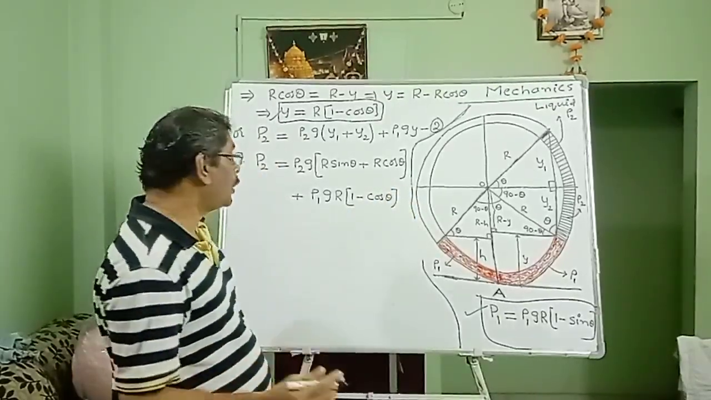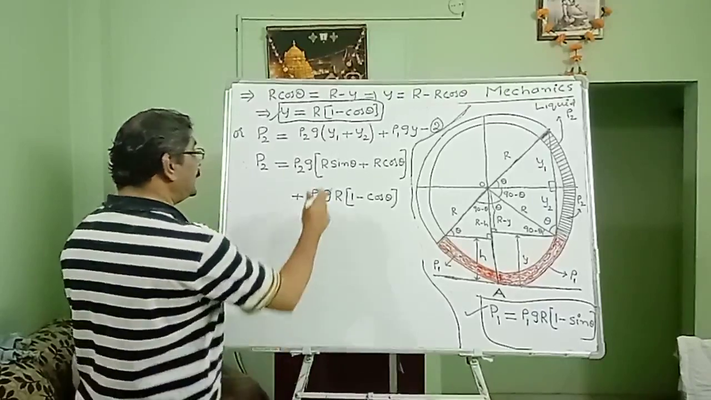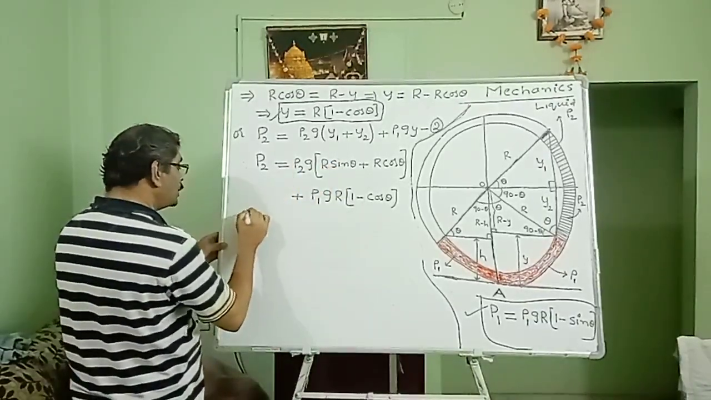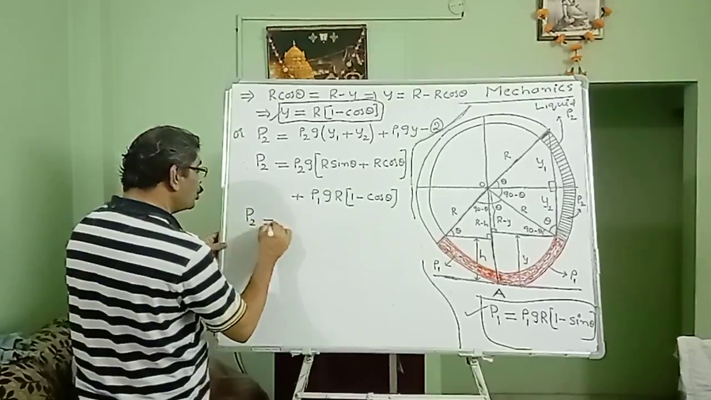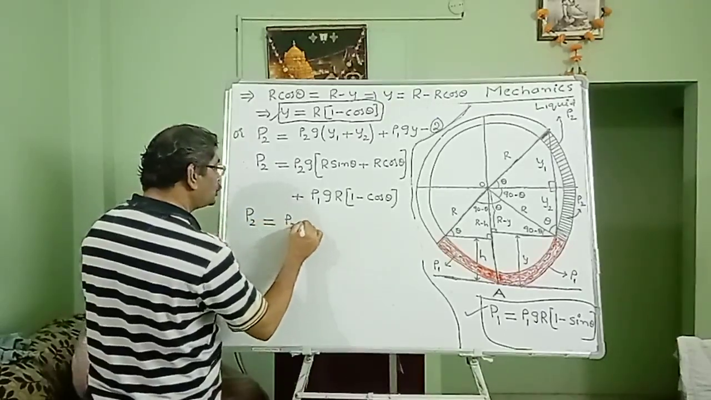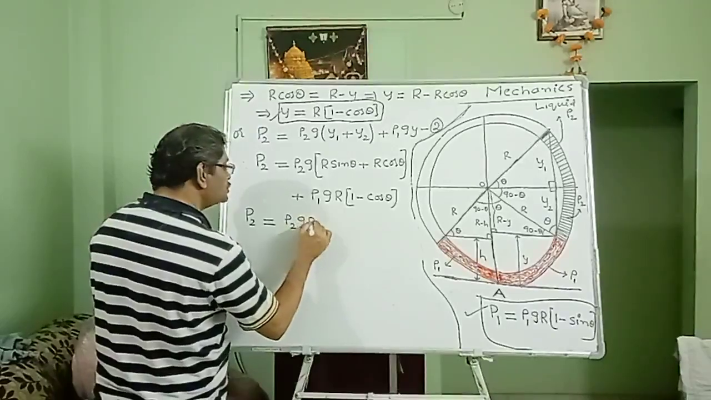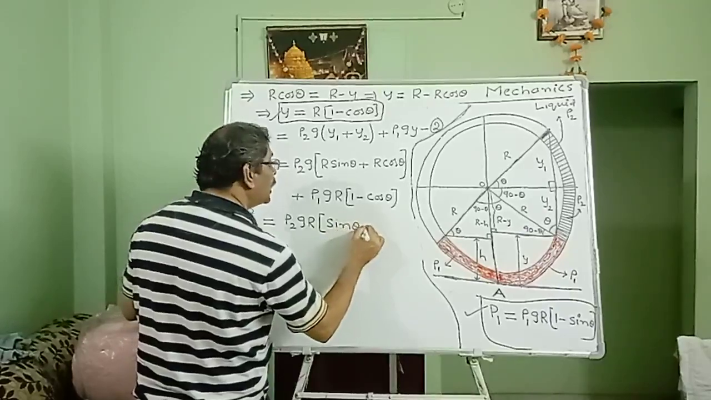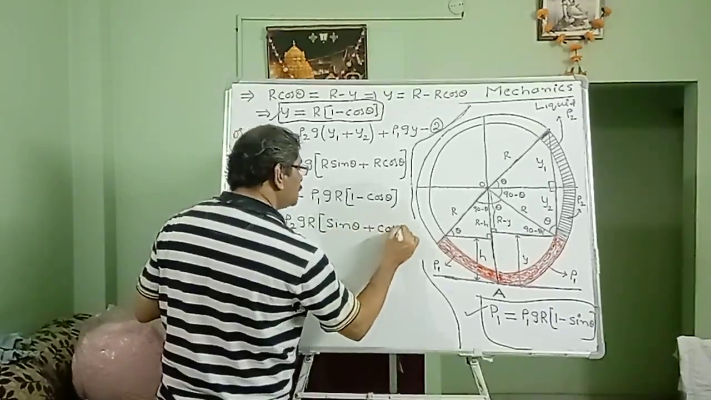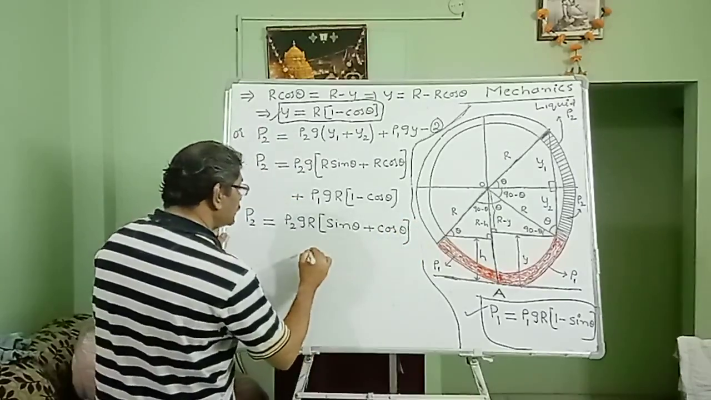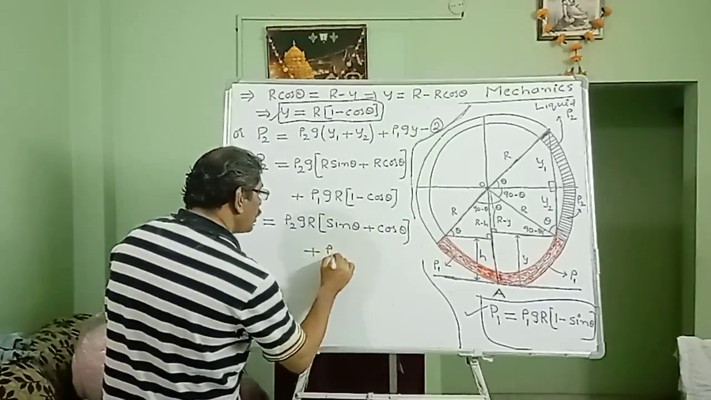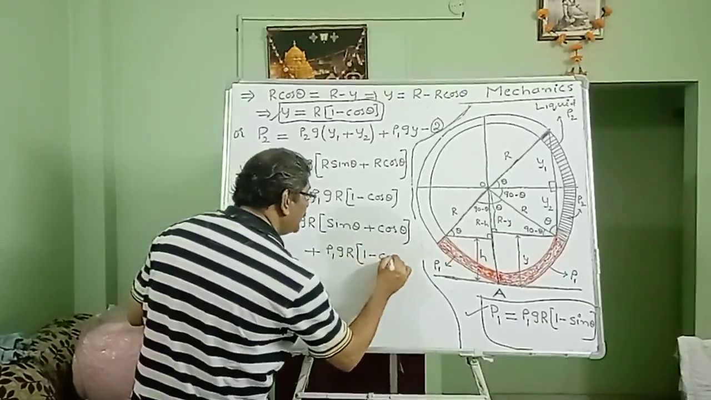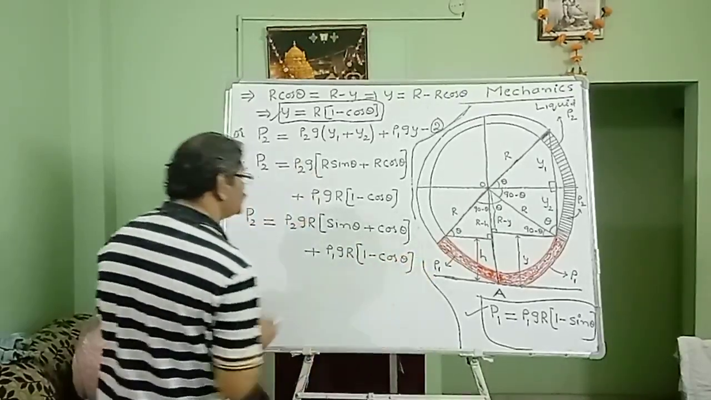So therefore, now what you can do, you can take R common in this first term. So what you get, P2 will be numerically equal to root 2 GR multiplied by sin theta plus cos theta, plus the third term will be rho 1 GR multiplied by 1 minus cos theta.